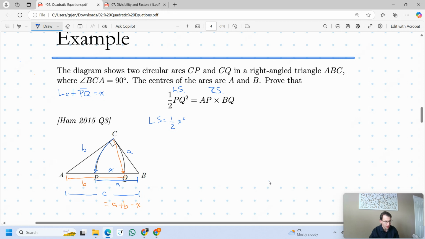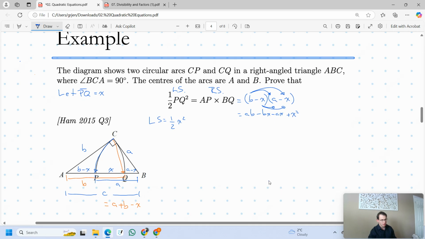But now let's work on the right side. We're going to have AP times BQ equals, well, AP is just B minus X, and BQ is A minus X. So that's equal to B minus X multiplied by A minus X. That's all. All right, and let's keep going. We just multiply this out: AB minus BX minus AX plus X squared.